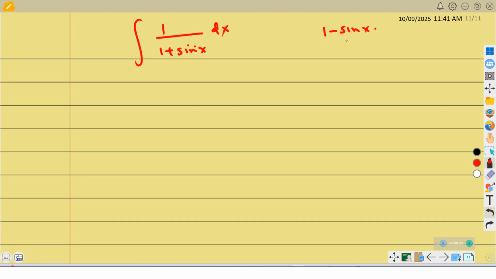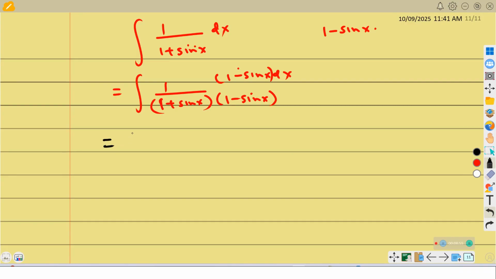So what would be the key here? The key is to multiply the conjugate both in the denominator and in the numerator. So we would have this as the integral of 1 upon 1 plus sine of x into 1 minus sine of x. Do multiply this one both in the numerator and the denominator. So 1 minus sine of x, then you multiply by your dx. So that is basically what we are having.